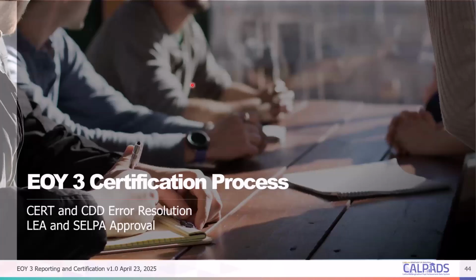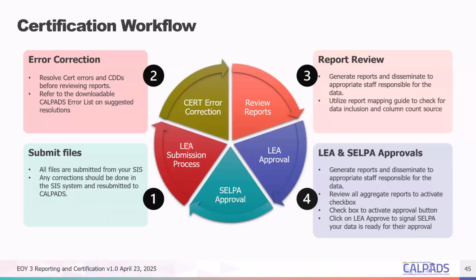So assuming all of your data are in CalPADS and posted in CalPADS, you've cleared all of your submission errors. Then we move on to the certification process, or at least the next level of correcting data in CalPADS. So for end of year three, this slide presents basically the workflow to expect for end of year certifications.